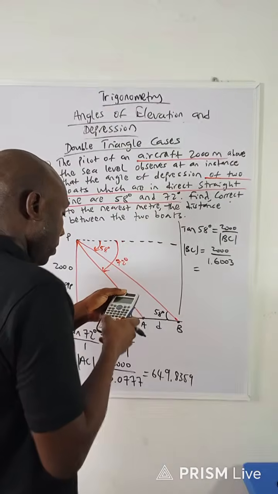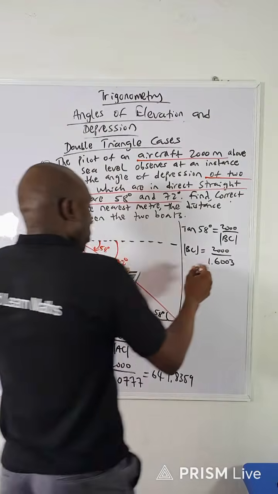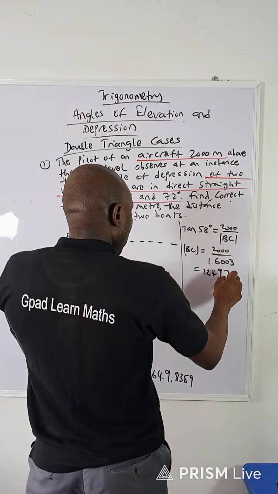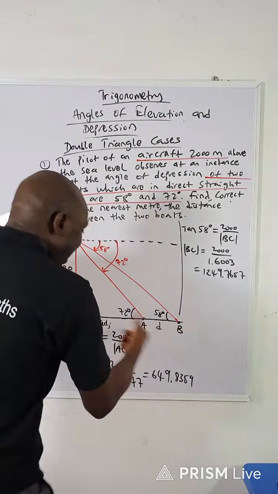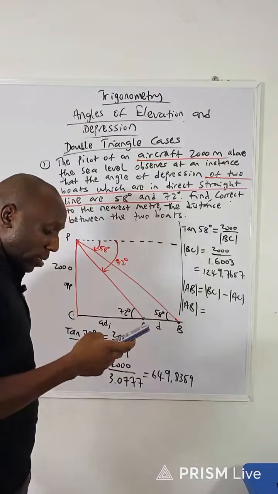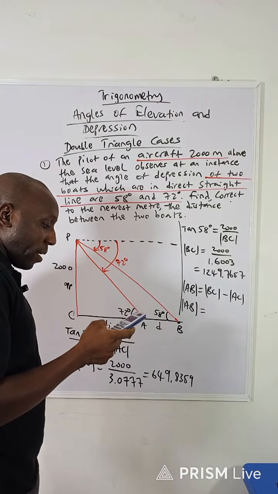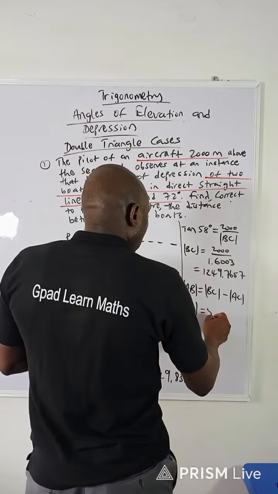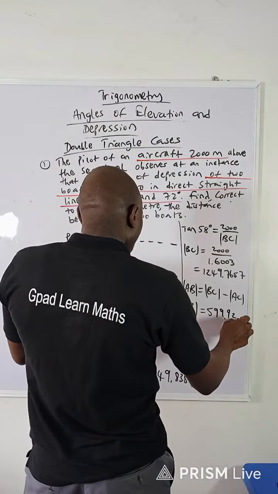So 2,000 divided by 1.6003 will be equal to 1249.7657. So like I told you, with BC and AC, for me to now get AB, which is the distance between the two boats, AB will be equal to 1249.7657 minus 649.8359. Are you with me, people? Which is 599.929298.